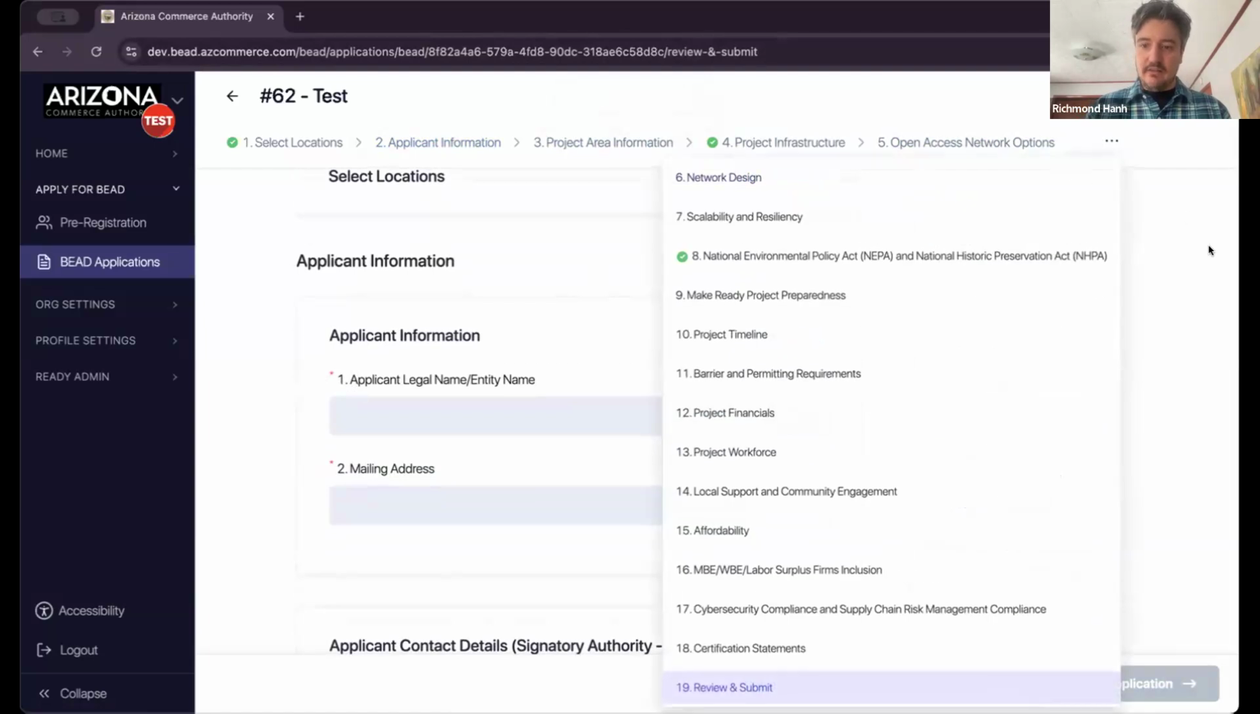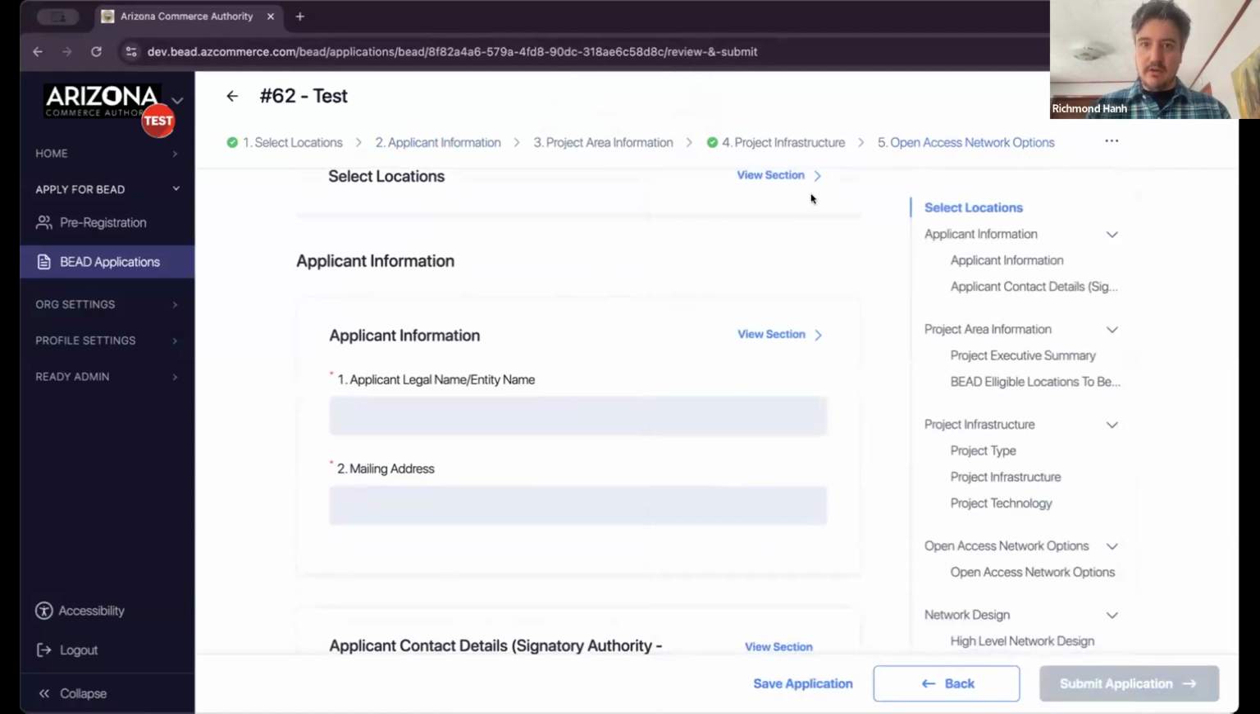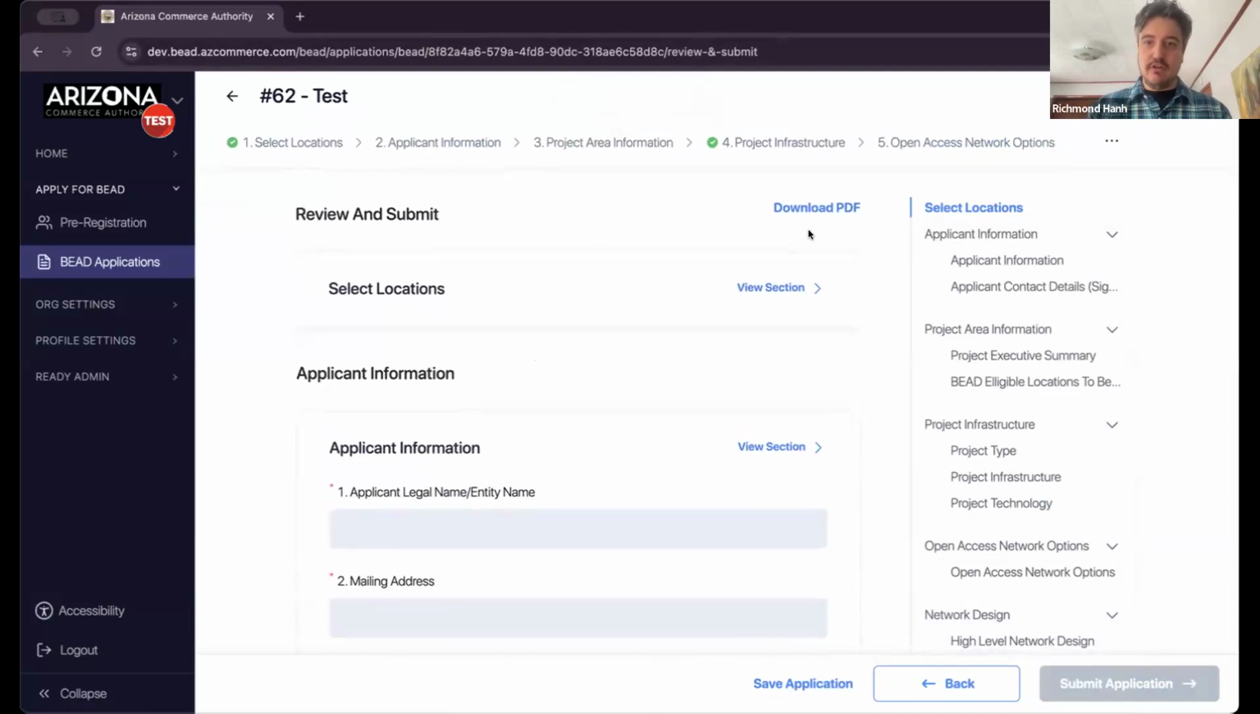And then the last thing I will call out here is that once you finish your application, you can download a PDF of it for your records. That's again a brief overview. If you have any questions throughout that process, I will put that help email in, and we will be there to support you. So thank you very much.